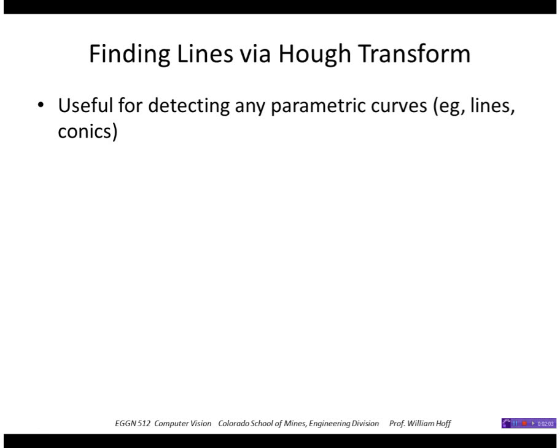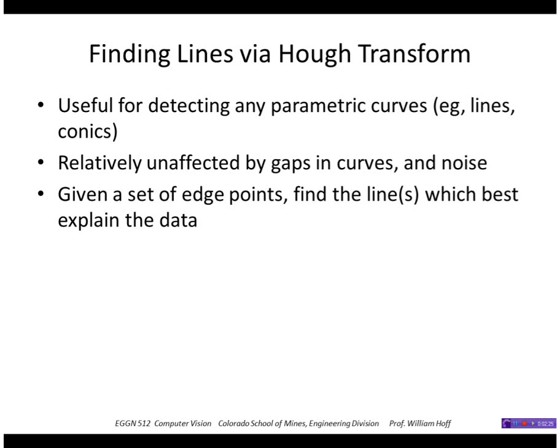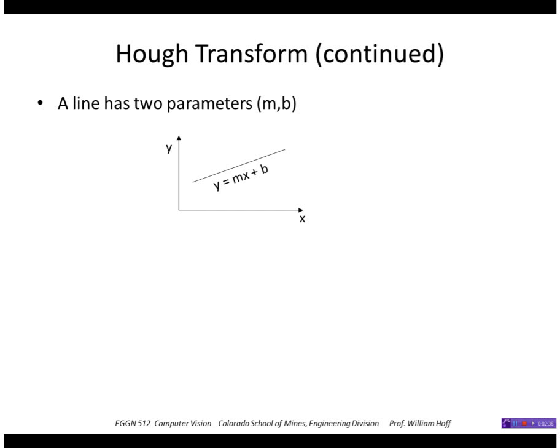So the Hough transform is useful for finding lines, but actually any parametric curve. So for example, conics, ellipses, circles, parabolas, things like that. Anything that can be expressed in terms of parameters. The advantage of it is that it's relatively unaffected by gaps and noise. It's very robust. And so basically, given a set of edge points, it finds the lines, one or more lines, which best explain the data. So let's see how that works.